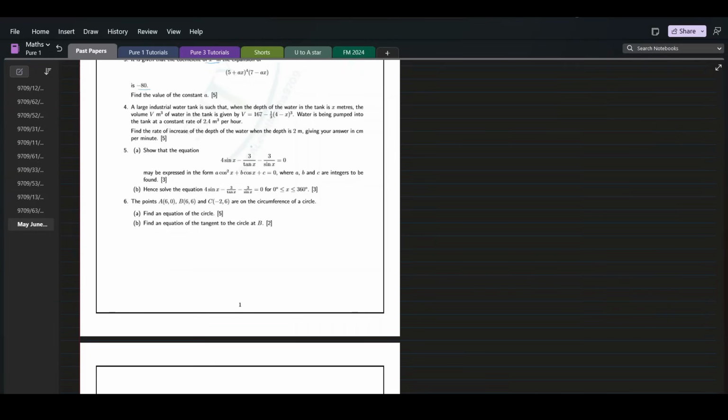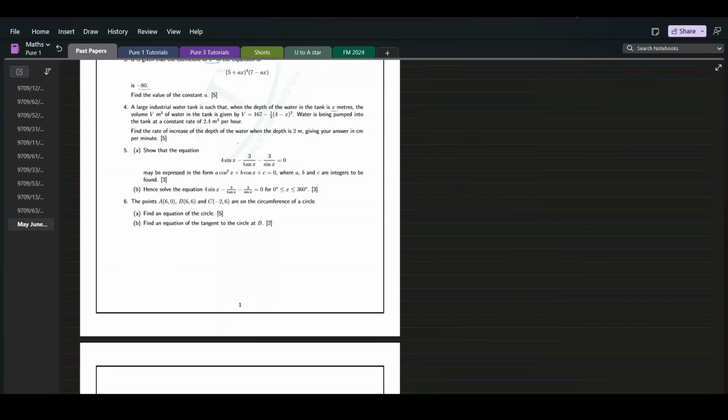Moving on to question number 4. A large industrial water tank is such that when the depth of the water in the tank is x meters, the volume V m cubed of water in the tank is given by V is equal to 167 minus 1/3 times (4 minus x) cubed. Water is being pumped into the tank at a constant rate of 2.4 cubic meters per hour. Find the rate of increase of the depth of water when the depth is 2 meters, giving your answer in centimeters per minute.